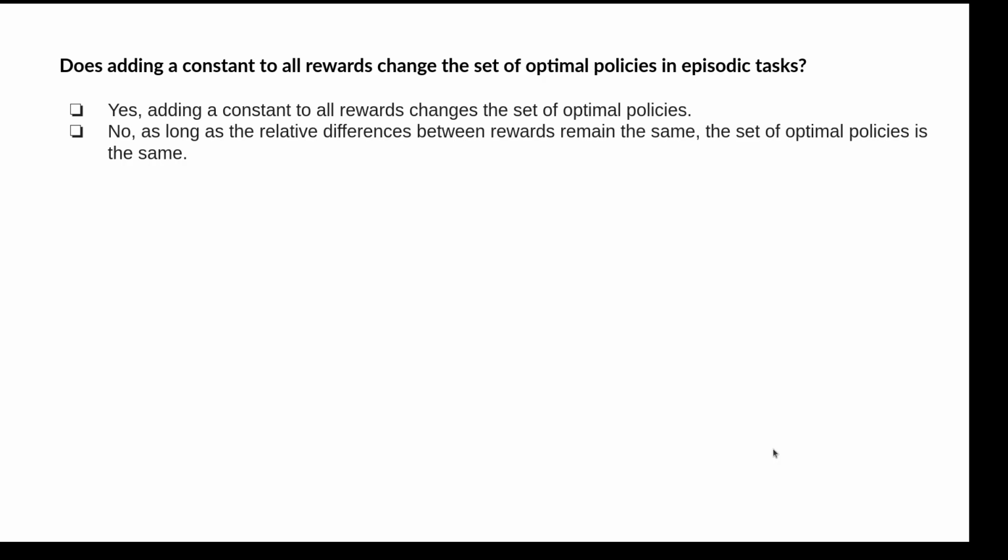Anybody else want to comment something? There are two options. The first one is saying adding a constant to all rewards, whatever the components you had, A, B, C, let's say three conditions, changes the set of optimal policies. No, as long as the relative difference between the rewards remains the same, the set of optimal policies is the same. So this was the question. What would be the answer?